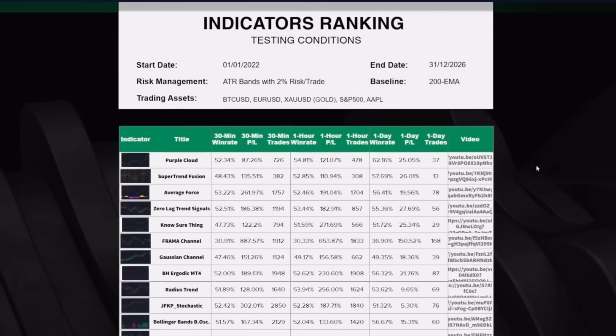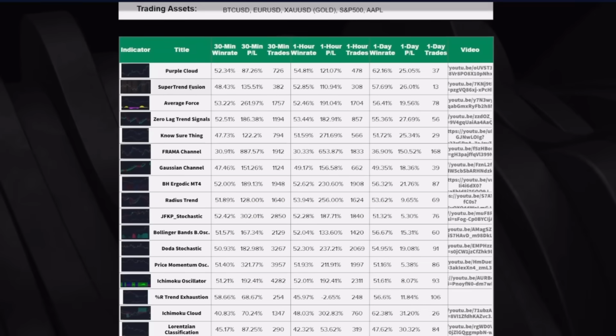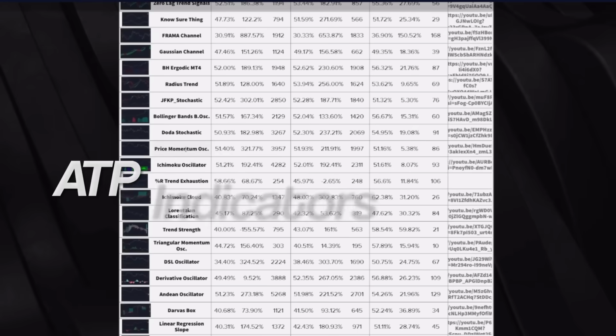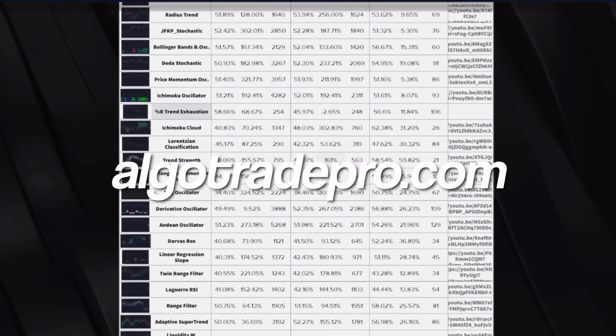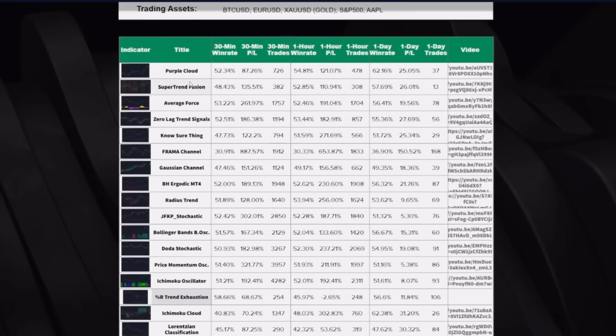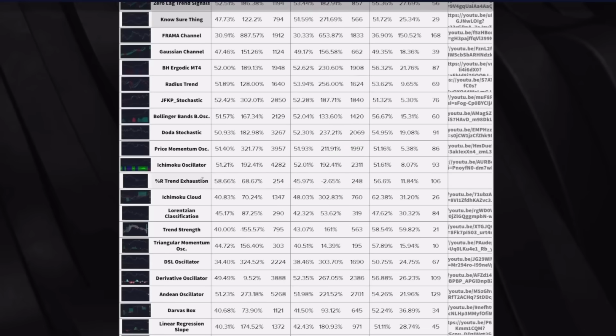And because of that, we are now going to place this indicator inside our official ATP indicators ranking, which you can consult completely free on our website at algotradepro.com. This way, over time, we can compare all tested indicators side by side and identify which ones actually perform the best based on real historical data.